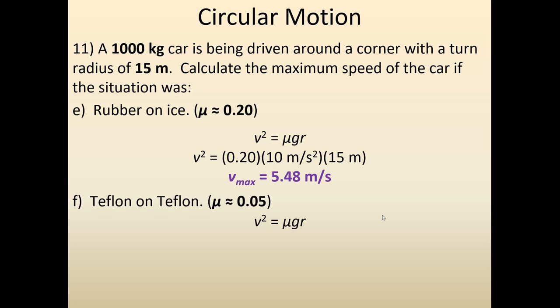Teflon on Teflon, obviously you would never actually experience this, but this is one of the main materials that we have that is essentially frictionless. So if we had these two materials rubbing against each other, it turns out that the max speed we'd be able to make in order to make the turn would be about 2.74 meters per second. So again, not that fast.